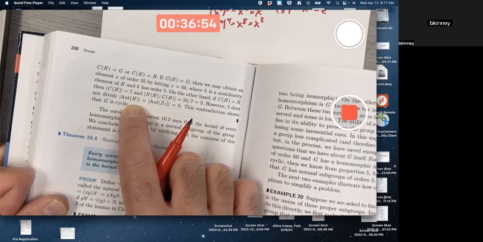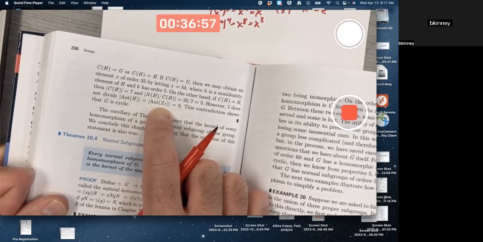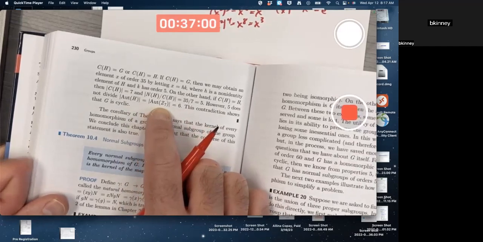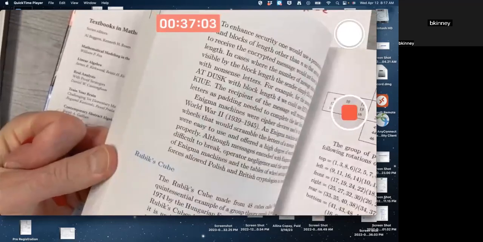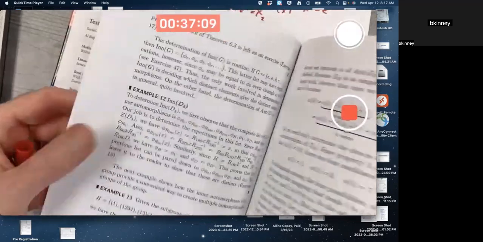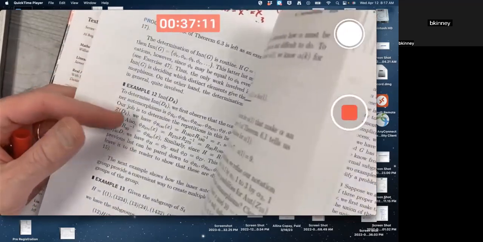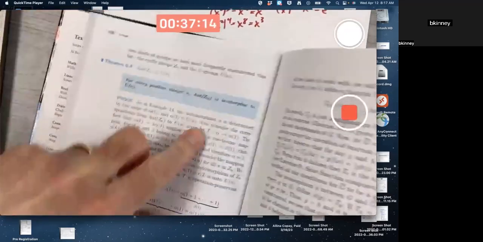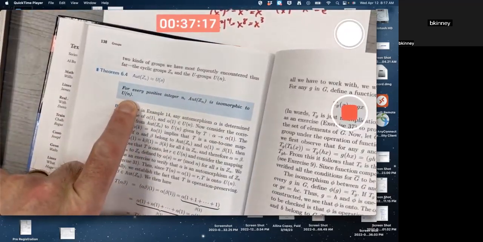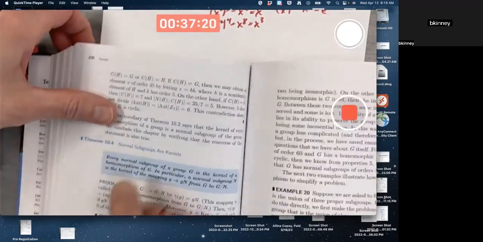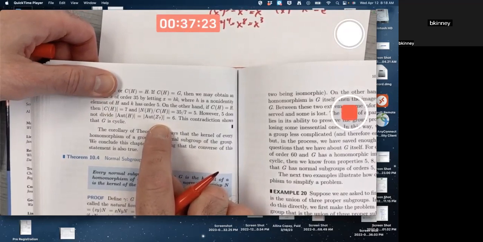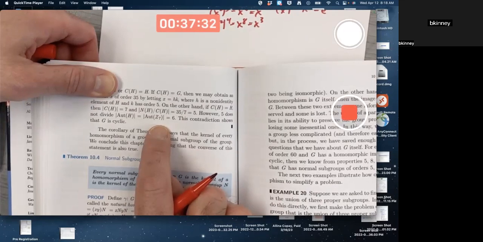H has 7 elements. It's isomorphic to Z7. And back in chapter 6, it was said that Aut of Zn is isomorphic to Un. So Aut of Z7 is isomorphic to U7, and U7 has 6 elements: 1, 2, 3, 4, 5, 6, under multiplication mod 7. Wow. Contradiction. G must be cyclic.